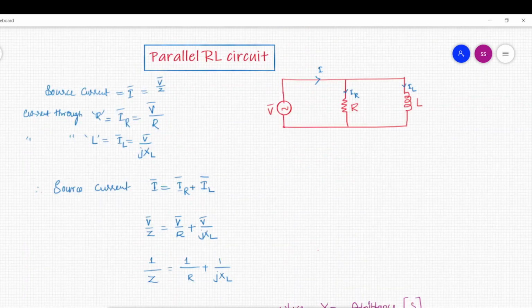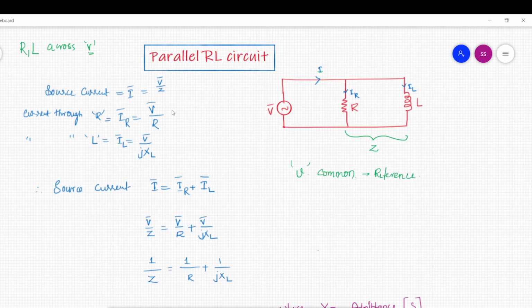Now let us see the parallel RL circuit. Here a resistor and an inductor are connected across a voltage source V. There will be a source current I, with IR the current through the resistor and IL the current through the inductor. The source current can be represented as V by Z, where Z is the net overall impedance offered by the RL circuit. The voltage across the resistor is nothing but the source voltage. So voltage is common and is taken as the reference for the phasor diagram.